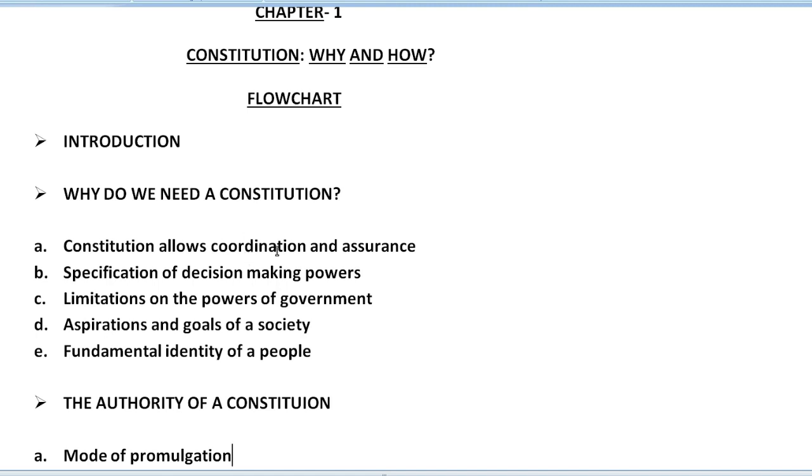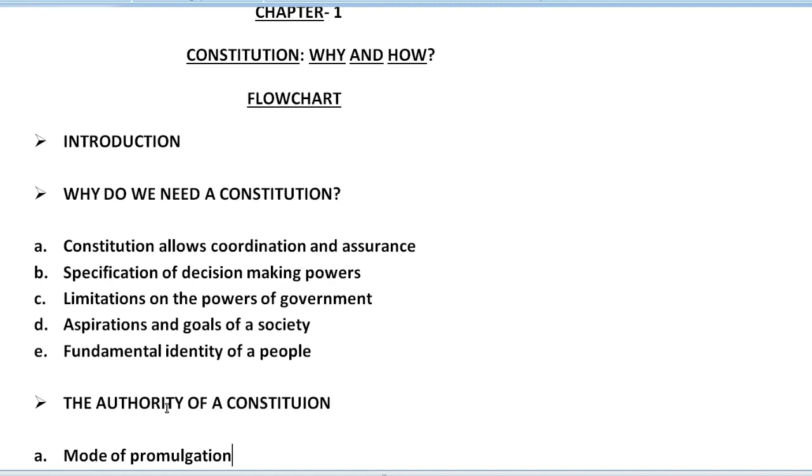Why do we need a constitution? So all these headings are very important to remember. And I'm going to explain all these lines when I make a video related to the chapter. So line by line explanation you will get in those videos.